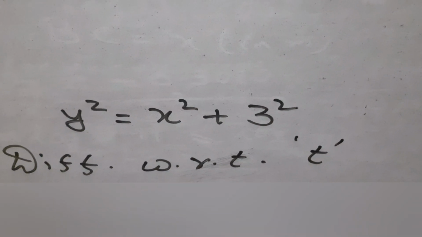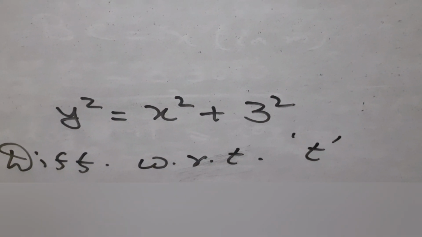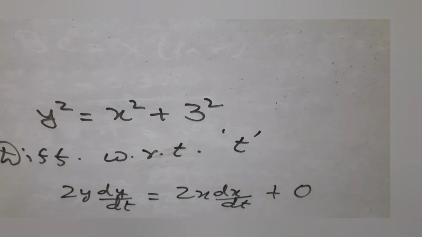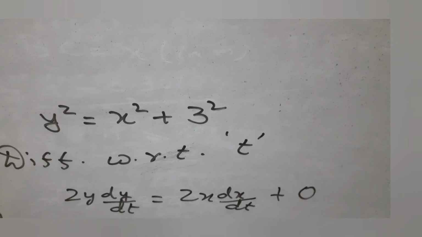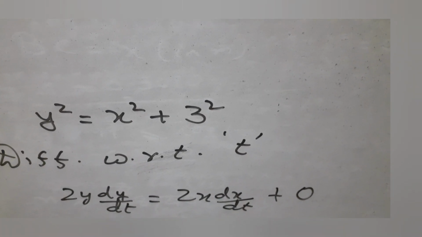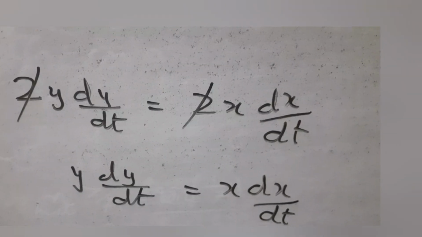Using Pythagoras theorem, y square equal to x square plus 3 square. Differentiate with respect to time. So 2y dy by dt equal to 2x dx by dt. Substitute the known values and solve for dy by dt.